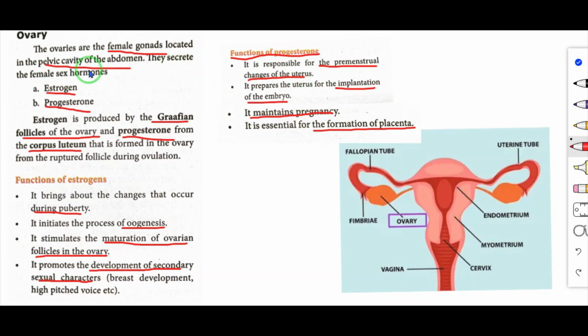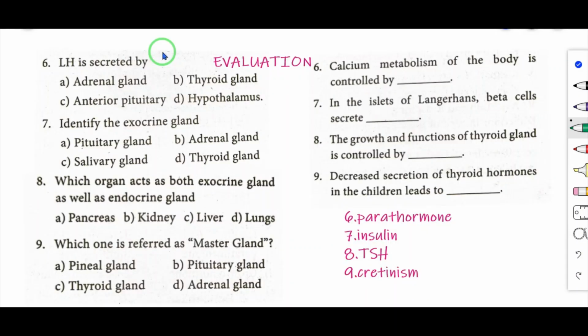So what is the ovary? Ovaries are the female gonads or sex glands, located in the pelvic cavity of the abdominal region. These ovaries secrete two sex hormones. They are estrogen and progesterone. Two ovaries are present in female. Have you all understood? Textbook evaluation.